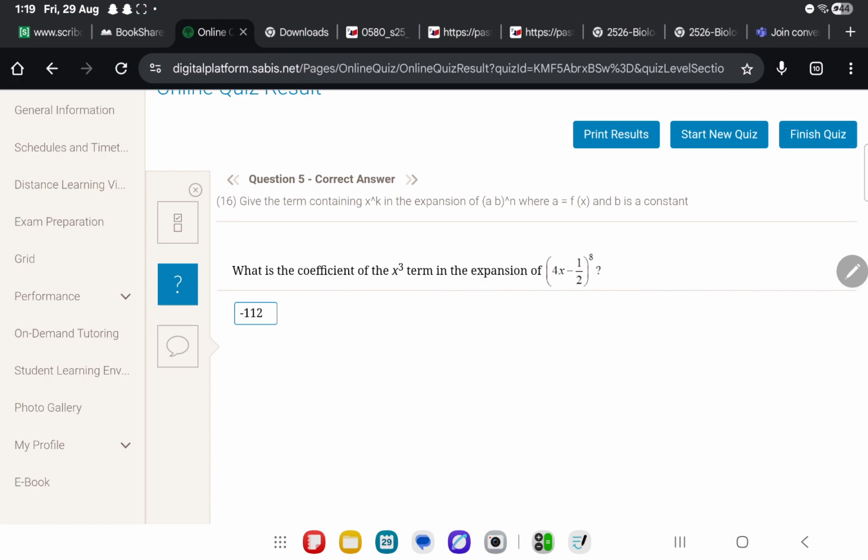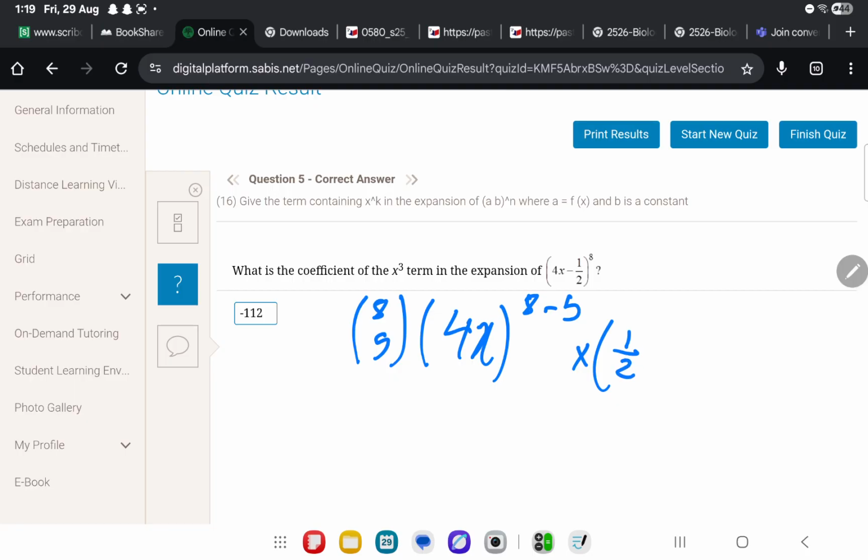Okay, so we're going to now expand it. I erased it by accident. So we're going to have 8C5. Now you don't need to write the sigma notation. 8C5, 4x to the power of 8 minus 5, times negative 1 over 2 to the power of 5. Okay, here's my calculator. So remember, this is equal to 8C5. You're going to do that on the calculator.